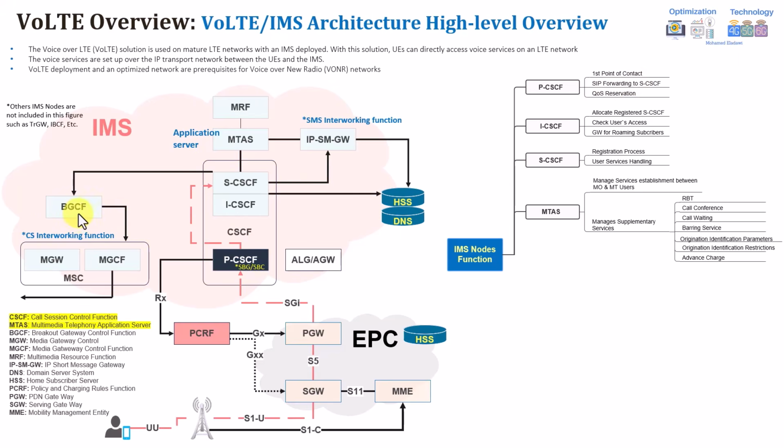Then there is the entity called BGCF. BGCF stands for Breakout Gateway Control Function. The main responsibility of this part is selecting, for example, the MGCF or the MGW. The MGCF is mainly responsible for the CS interworking function. Whenever you are trying to reallocate or redirect or route the call towards the CS network, this will be provided by the MGCF and the MGW. And what is meant by MGCF and MGW: the first one, MGCF, is called Media Gateway Control Function.